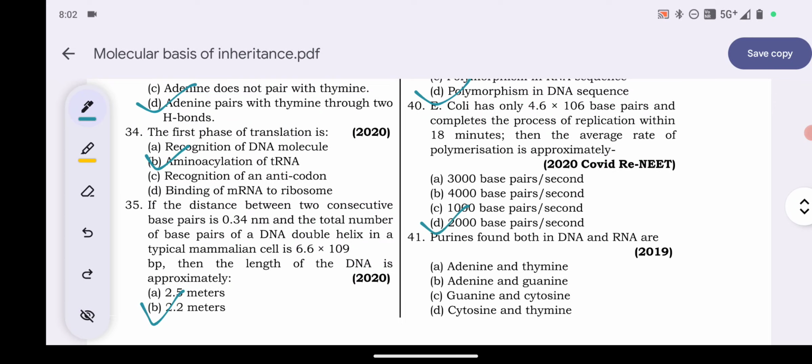41. प्यूरिन फाउंड इन बोथ डीएनए एंड आरएनए आर. डीएनए एंड आरएनए में जो प्यूरिन पाया जाता है उसका नाम क्या है? एडेनाइन एंड गुआनाइन. ऑप्शन बी इज योर आंसर.